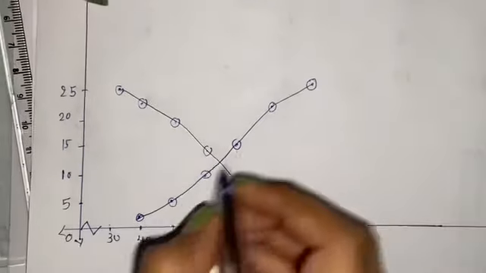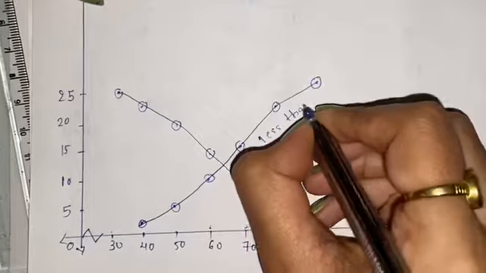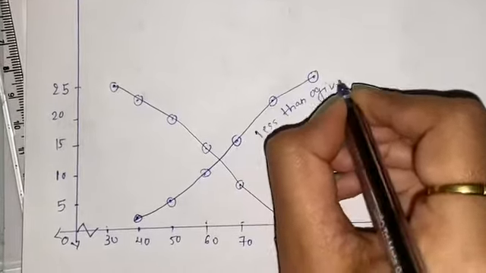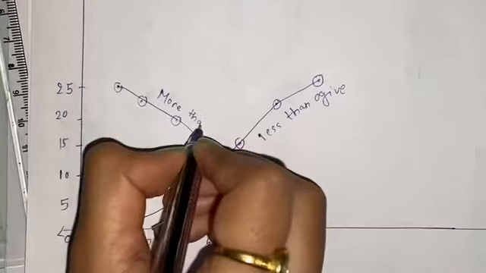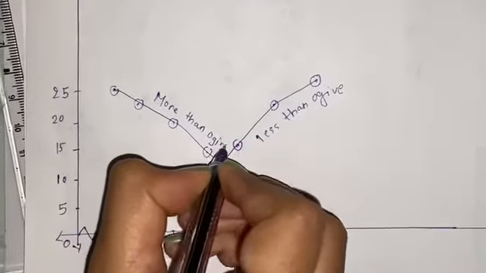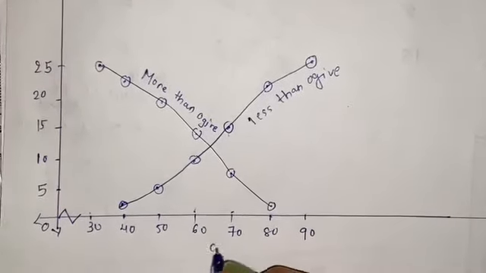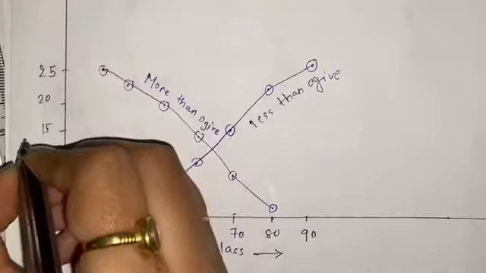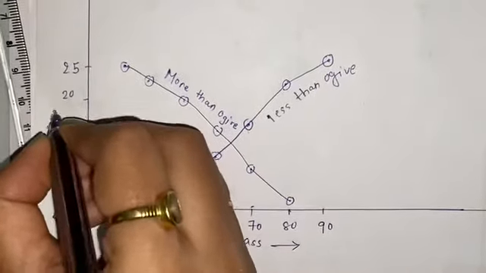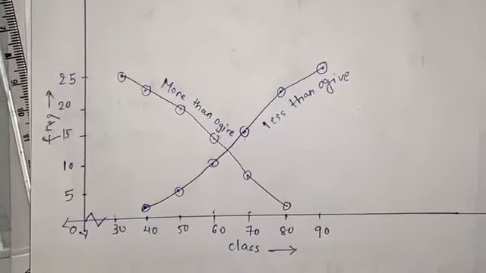Okay, so this graph is less than ogive. This is more than ogive. This thing represents class and this is frequency. So this you have to mention.